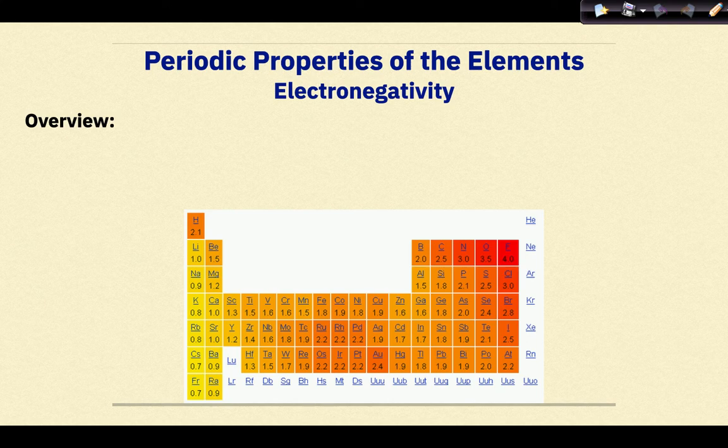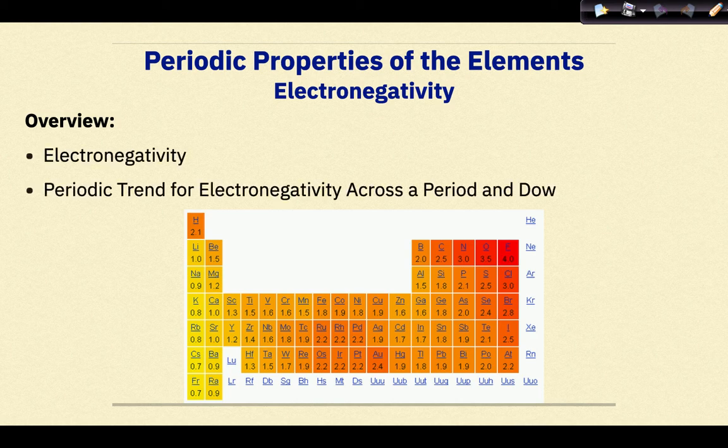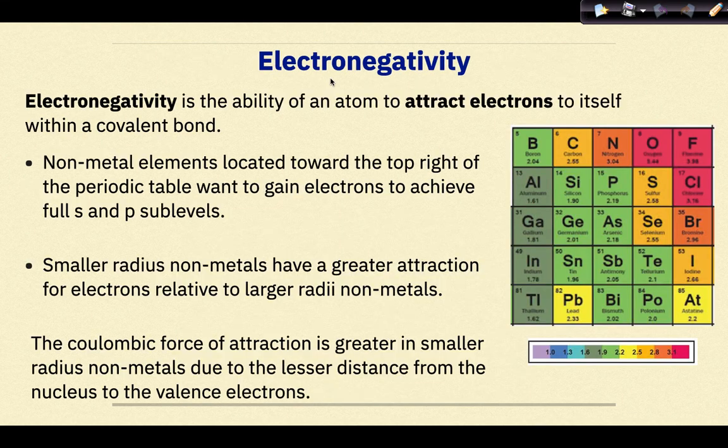Periodic properties of the elements. Electronegativity. In this tutorial, we will be talking about electronegativity and periodic trends for electronegativity across a period and down a group.